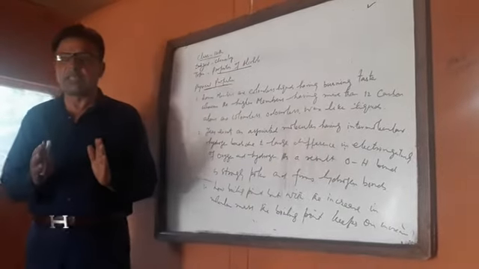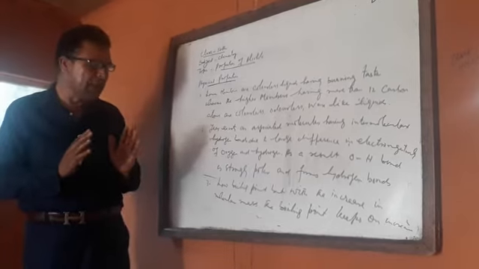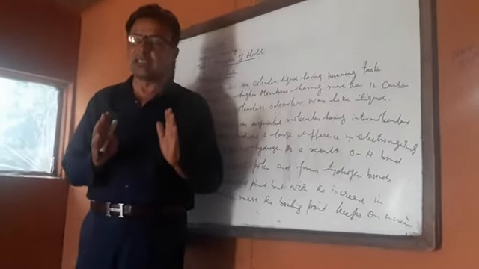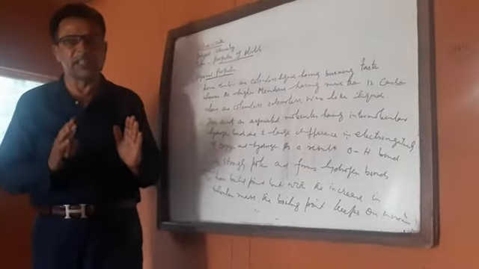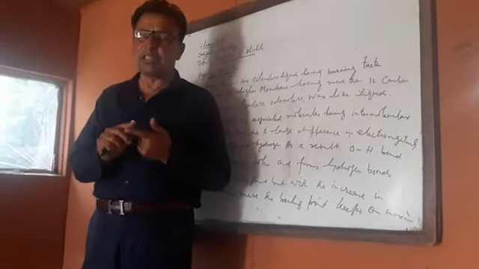The third physical property is that they have low boiling points. But with the increase in the molecular mass, the boiling point keeps on increasing. So these are the physical properties of alcohol.